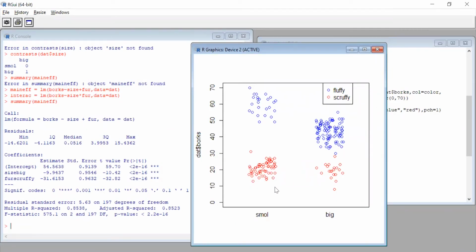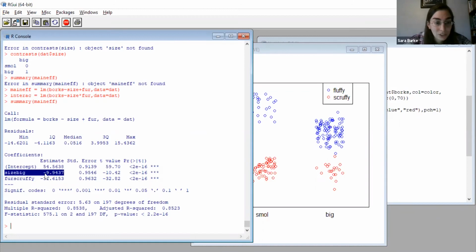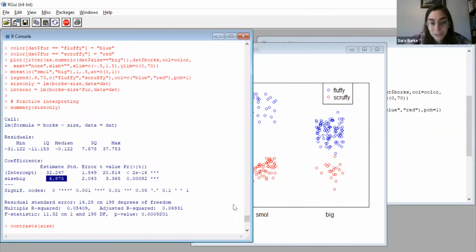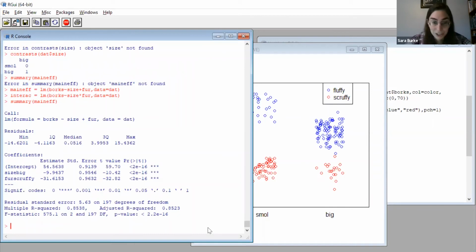I have a question about this model. Since we're only looking at main effects, are neither of these controlling for each other? Is this like the equivalent of running each of these separately? It is not, no. This is what I would refer to as the relationship between size and Borks adjusting for fur, or the relationship between fur and Borks adjusting for size, or controlling for. When people say controlling for or adjusting for in a regression model, they mean that the variables are included in the same regression model. And one illustration of that is that here, the size slope is negative 9.9. Oh, right, the numbers. And when I ran it by itself, it was positive 6.9. So it's definitely not the same as running it by itself.